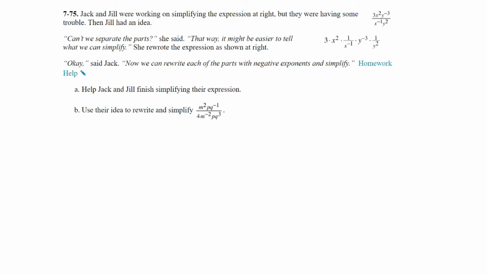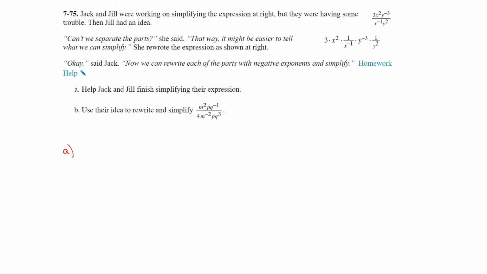Question 75. Jack and Jill were working on simplifying the expression at the right, but they were having some trouble. Then Jill had an idea. Can't we separate the parts, she said. That way it might be easier to tell what we can simplify. She rewrote the expression as shown at the right. Okay, said Jack, now we can rewrite each of the parts with negative exponents and simplify. Let's help Jack and Jill finish simplifying their expression.